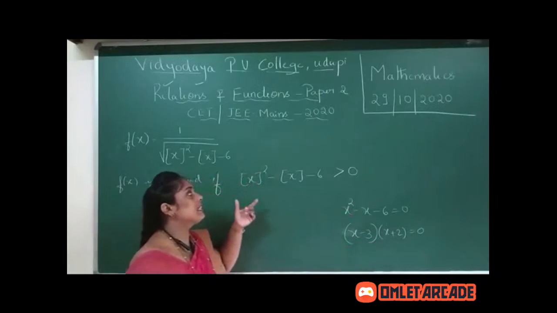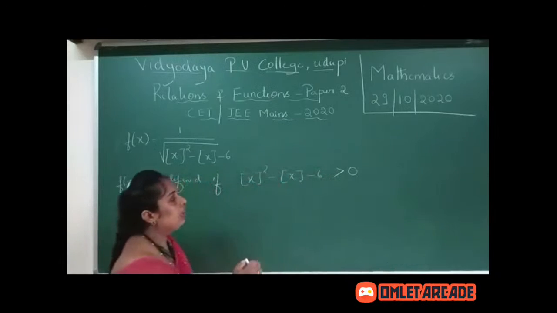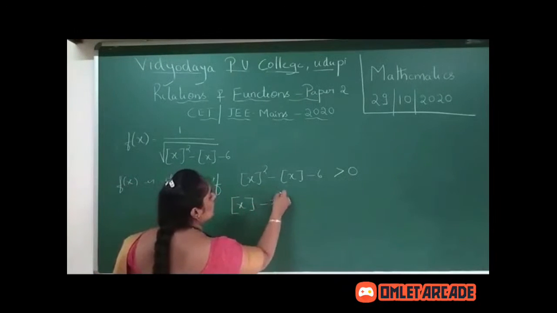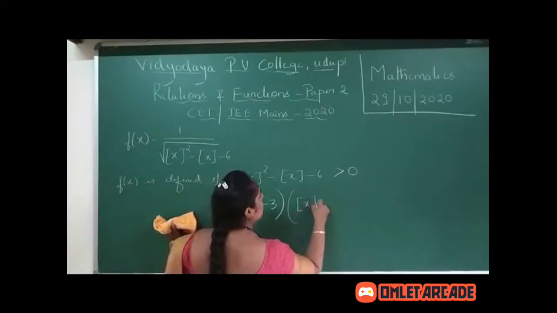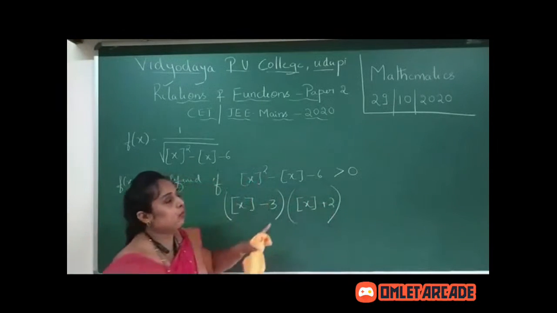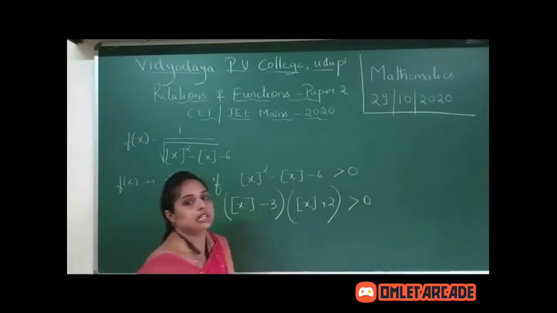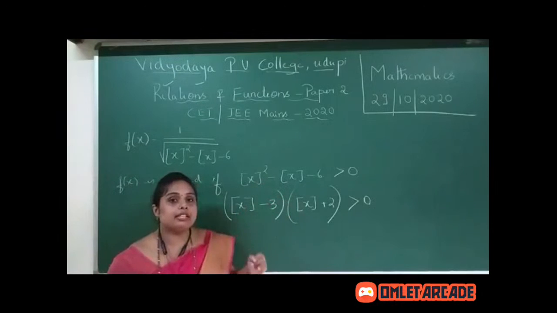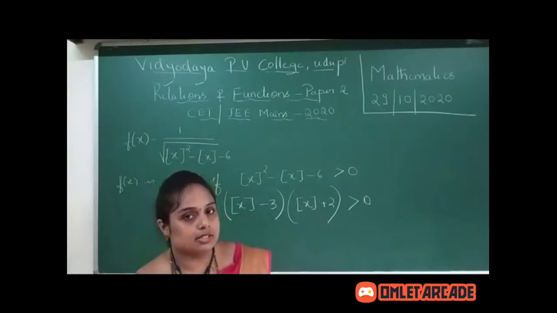But since here I have the greatest integer, look here: greatest integer x minus 3 is one term, and the other one is greatest integer x plus 2. And I have greater than 0. I hope this is clear. Just take it as x and factorize; we get x minus 3 times x plus 2 is equal to 0. But here I have greater than 0, and in place of x, you are writing greatest integer x. Only that is the difference.